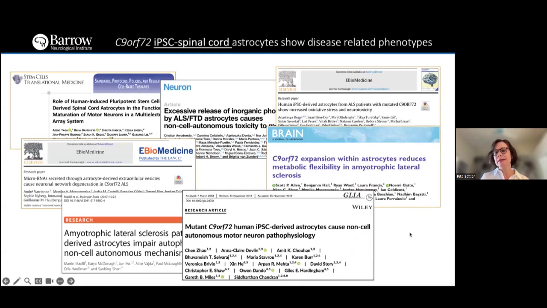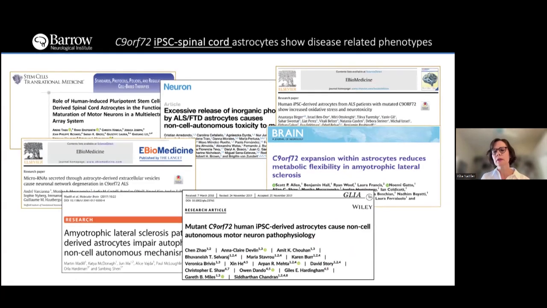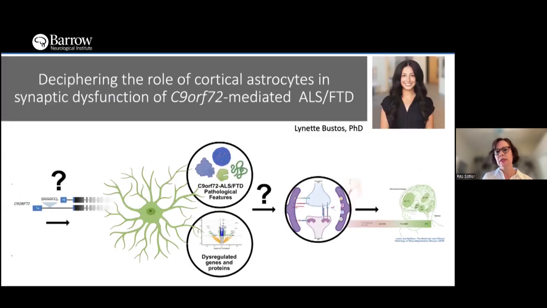So a lot of this has been done in spinal cord astrocytes. ALS is a motor neuron disease, and a lot of people focused on the fact that, just like I showed in the papers that came from Don Cleveland's lab, motor neurons are dying, but they're dying with the contribution of spinal cord astrocytes. Well, astrocytes in the spinal cord are actually very different from astrocytes in the frontal cortex. And so what Lynette wanted to look into is, well, what happens with the cortical astrocytes? Because we have a disease spectrum that also has frontotemporal dementia, which affects the cortical aspects and the frontal and temporal lobes of the brain.